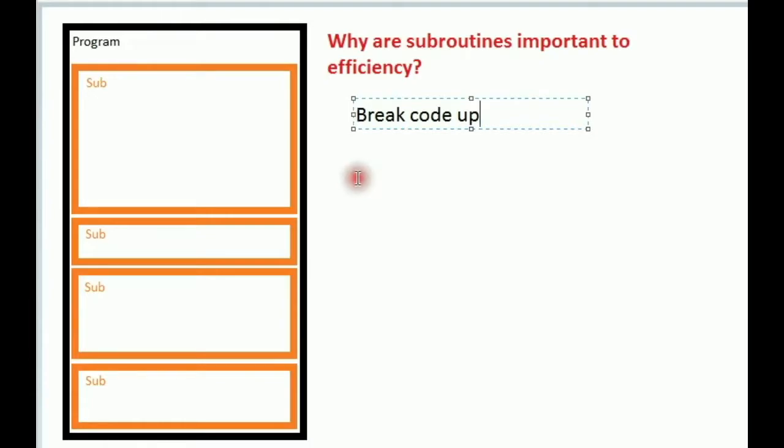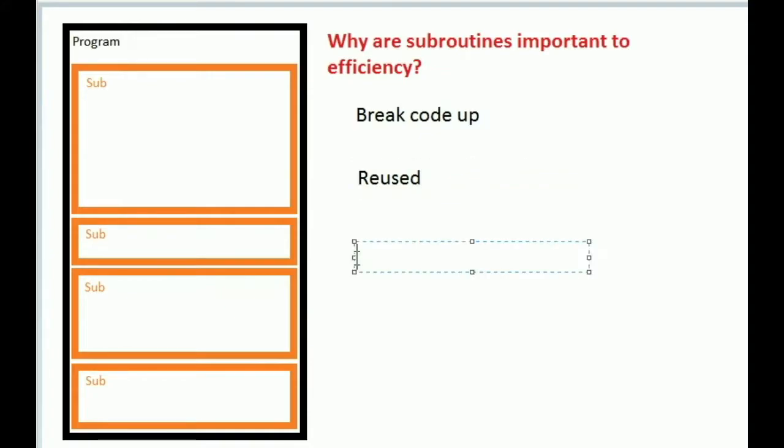Each subroutine can be reused. You can call the same subroutine over and over again. So if you need to do the same thing at a different point in your program, you don't need to rewrite the code. You can just use the same subroutine. This reduces duplication.